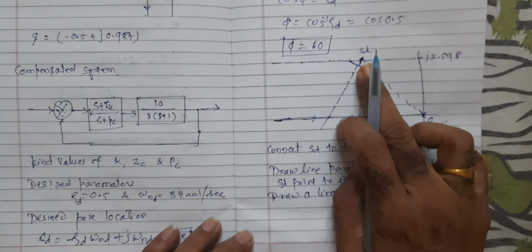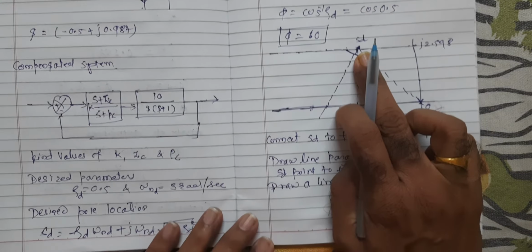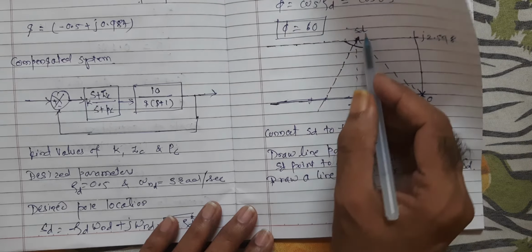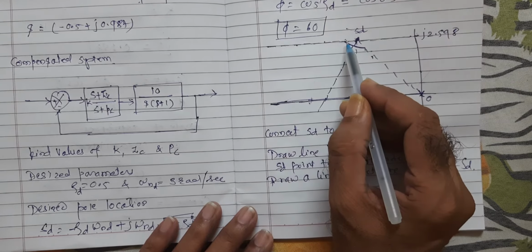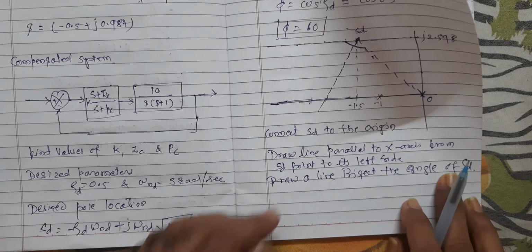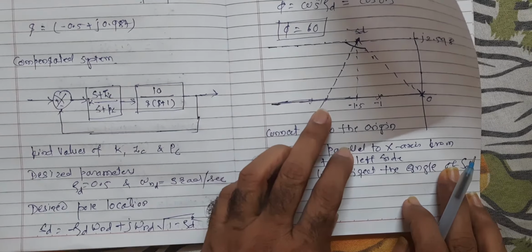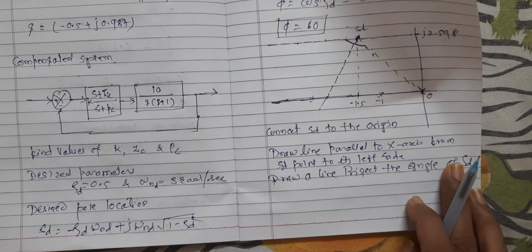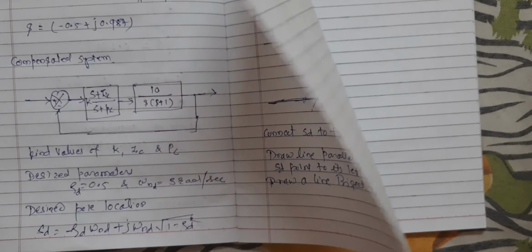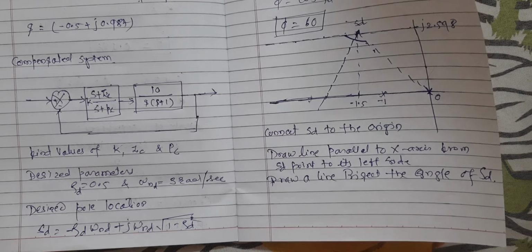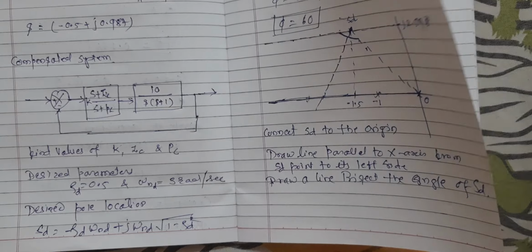That point SD you have to mark here, and connect it to the origin, and draw a line parallel to the x-axis. Whatever angle we get between these two lines, you have to bisect it, connect that line, and extend it up to the x-axis. After doing this, find the angle, what we call the angle of deficiency.